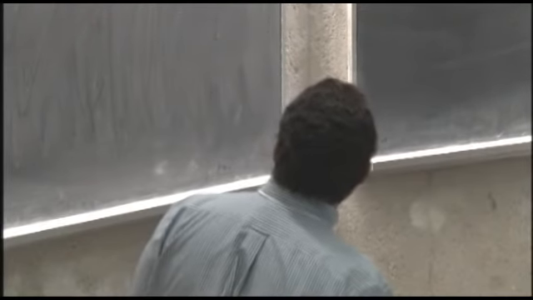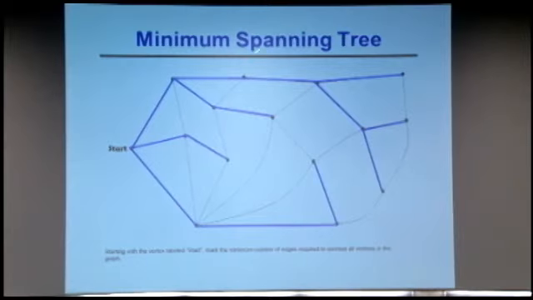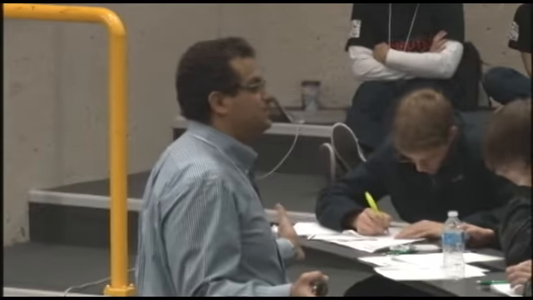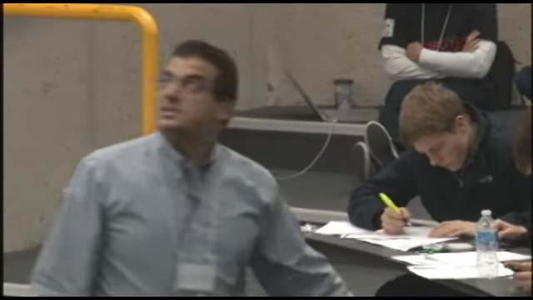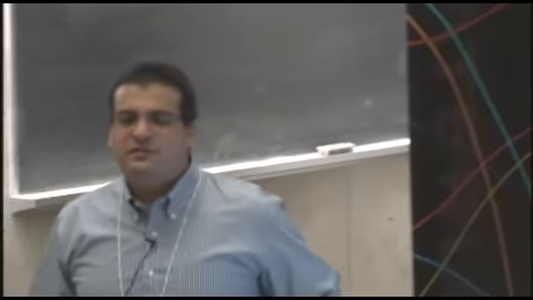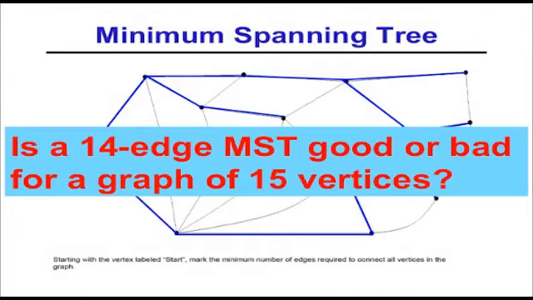And this particular tree is called the minimum spanning tree. It's a spanning tree because it covers all of the vertices of the original graph. It's minimum because it has the smallest number of edges. So the question is, here I used 14 edges, and I had 15 vertices. So my graph has 15 vertices. Is 14 edges a good number to use for 15 vertices? Can I do any better?